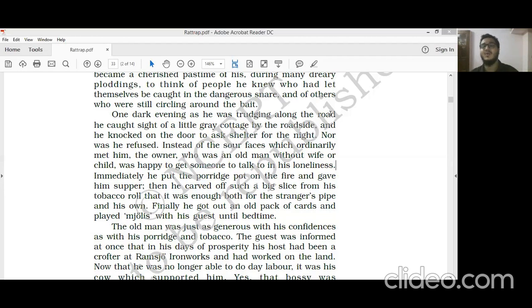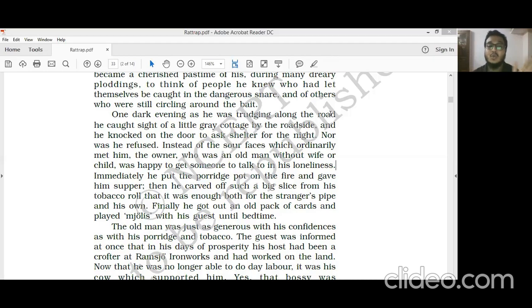So what did the host offer to the guest? First, he welcomed him. Second, he immediately prepared a porridge pot on the fire for his supper, meaning a heavy meal. Everything is added to it, wheat, dal, everything. A heavy meal is prepared, like dalia, what I told you in Hindi. Then he offered him a tobacco roll for smoking in their pipes, and then they played card games. These were the first things the host did for the guest.